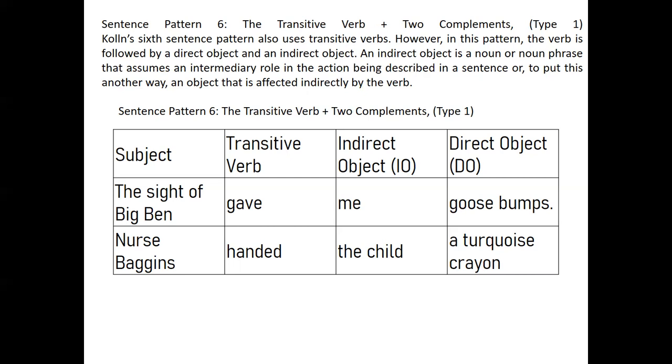So, who is the indirect object? The indirect object is the one who receives. So, me. That is the indirect object. And the direct object here is what I received: goosebumps. Or ice cream. Or love.